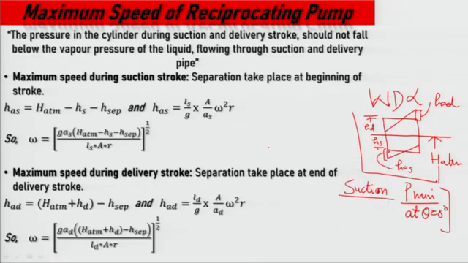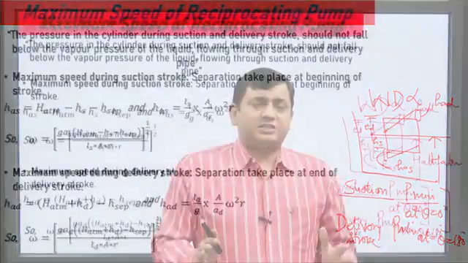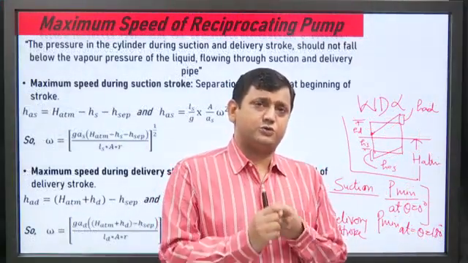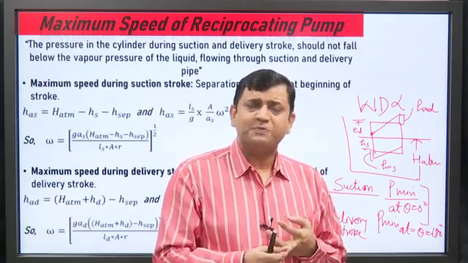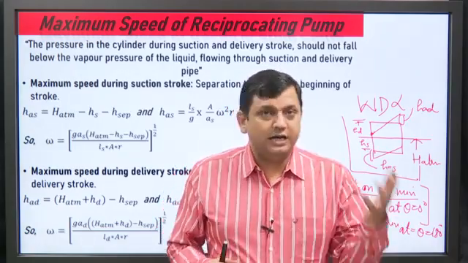At the delivery stroke, because this one is the maximum, which point is the minimum pressure? At the delivery stroke, at which point is the pressure minimum? At theta equal to 180, at the end of the stroke. So, the chances of cavitation are in the suction stroke at the beginning of the stroke, and in the delivery stroke at the end of the stroke.